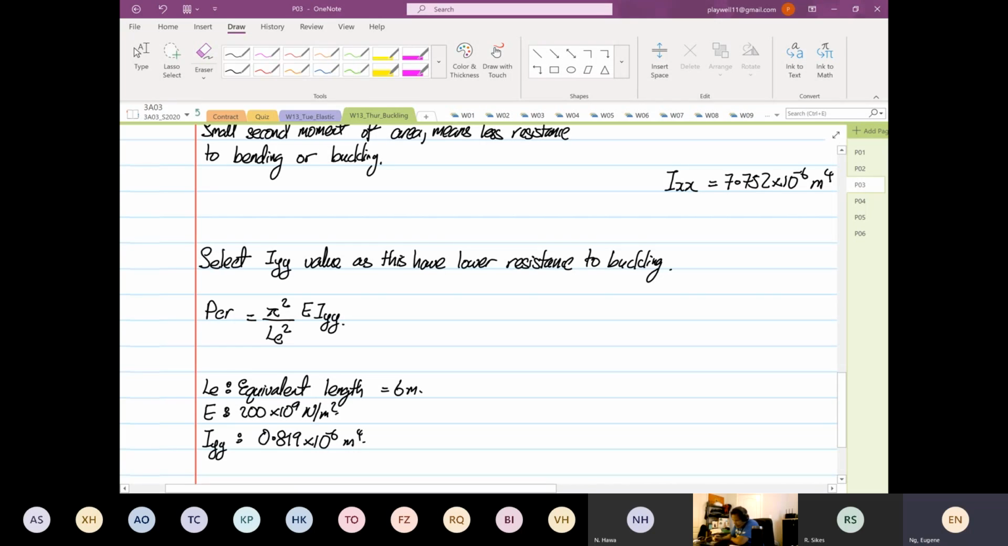For this case, we can calculate our critical load. Therefore, the critical load is equal to pi squared divided by the equivalent length, multiplied by the Young's modulus, multiplied by IYY, which is equal to 0.819 times 10 to the power minus 6. From here, we calculate that the critical load is equal to 44.906 times 10 to the power 3 Newton.